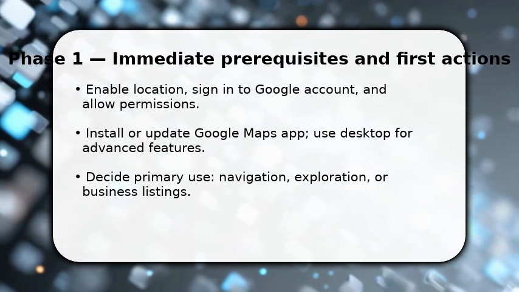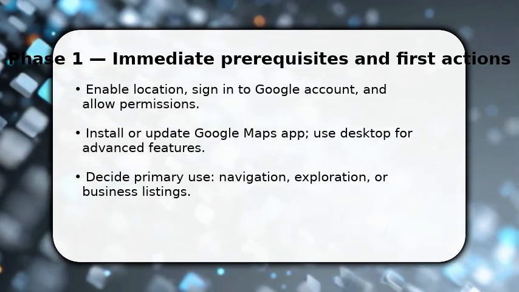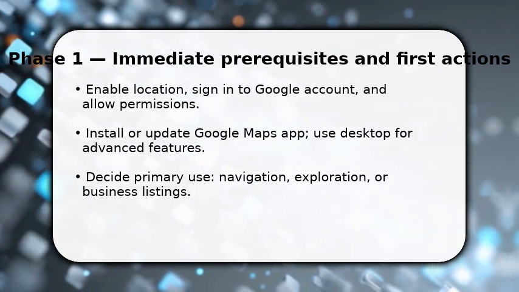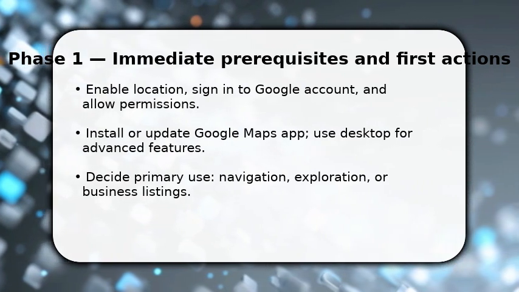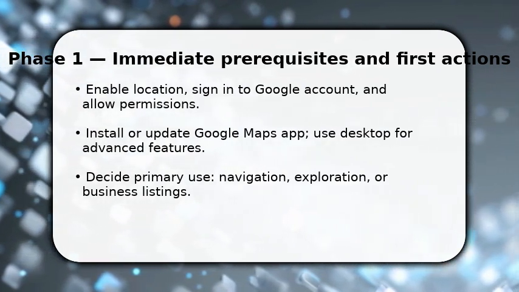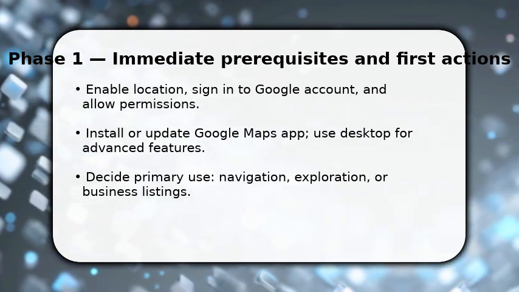Enjoy the video. You'll begin by confirming 3 essentials. Your device location is on, you're signed into a Google account, and the app is updated. Next, open Google Maps and choose your primary goal: commuting, discovering places, or managing a business listing, because that shapes which features you learn first.